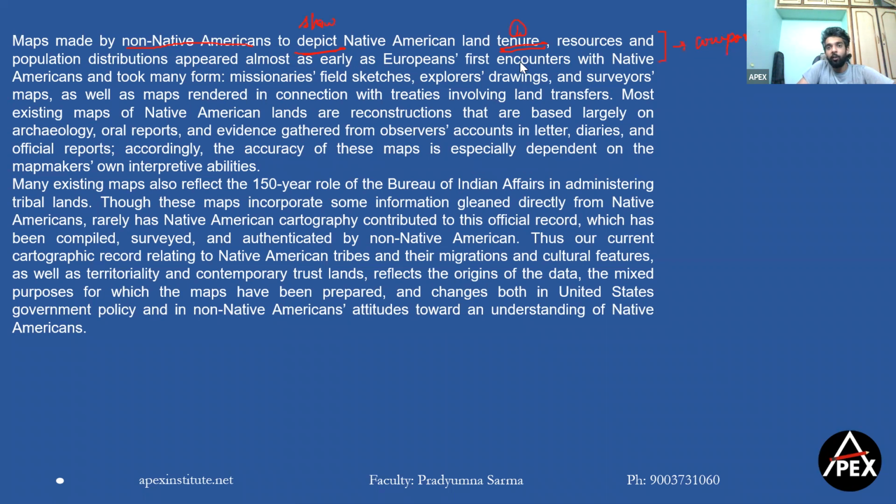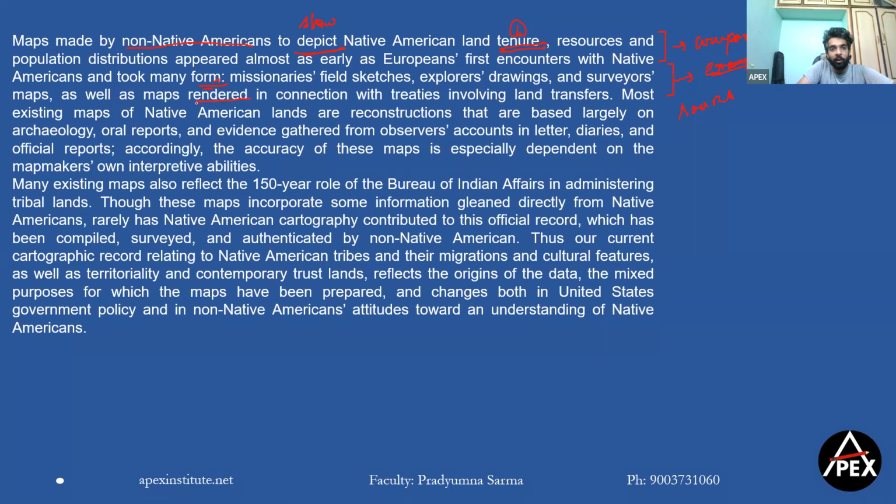Okay, as early as Europeans' first encounters with Native Americans and took many forms. All right, what are these forms? Missionaries' field sketches, explorers' drawings, and surveyors' maps. So here he has given us examples of early maps, or rather sources of early maps. Okay, and as well as maps which were rendered in connection with treaties involving land transfers.